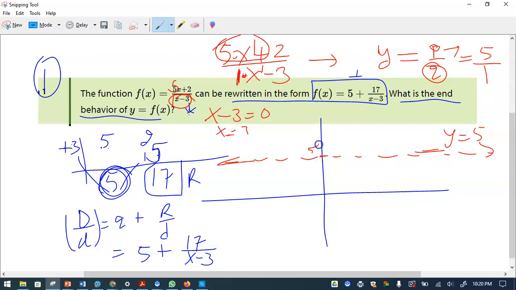So there is also a vertical asymptote. The horizontal asymptote is at 5, and there's a vertical asymptote here at x equals 3. And the graph of the rational function approaches this.